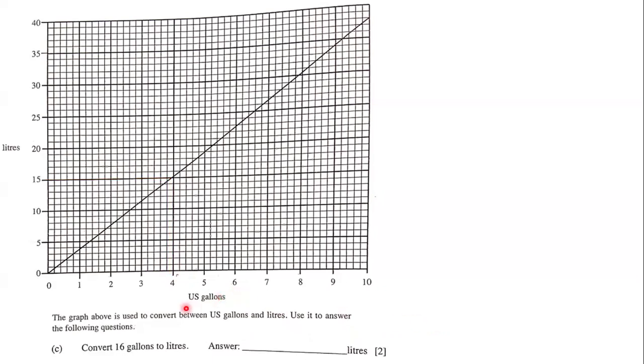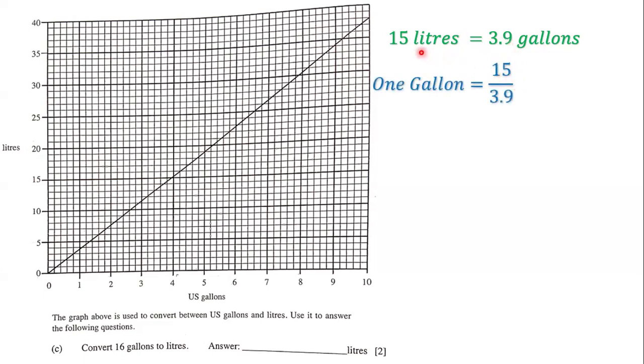Next, the question states convert 16 gallons to liters. Based on what we saw in the previous question, we know that 15 liters equals 3.9 gallons. But how many liters is 1 gallon? Well, if 15 liters is equal to 3.9 gallons, that means that 1 gallon is going to be 15 divided by 3.9, and that means it's going to be 3.846153846 liters. That's what 1 gallon is in terms of liters.